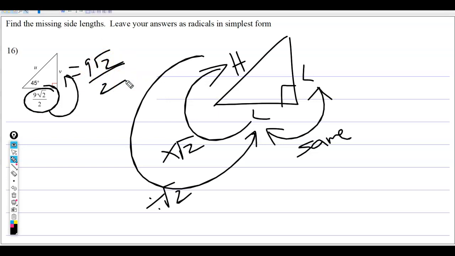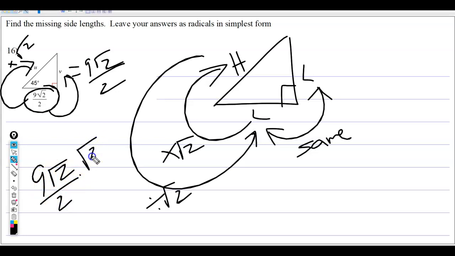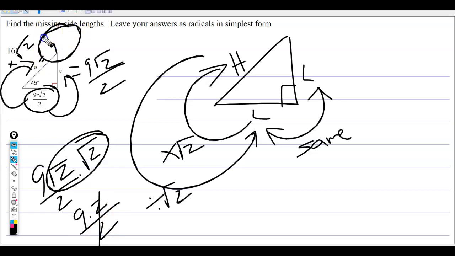If you want to get to your hypotenuse, what we have to do is multiply that by the square root of 2. So if I take 9 radical 2 over 2, and I multiply that by radical 2, radical 2 times radical 2 is 2. Those cancel, and I'm left with 9. So that means that u is 9. My two answers are 9 and 9 radical 2 over 2.